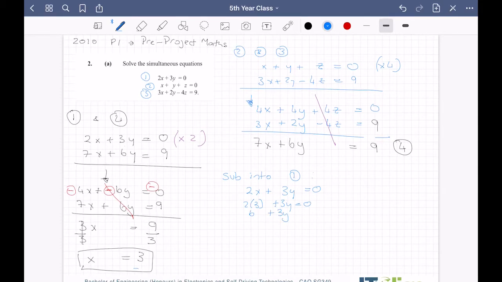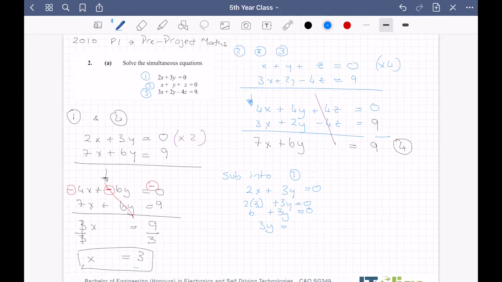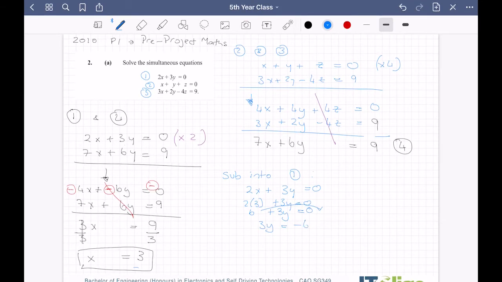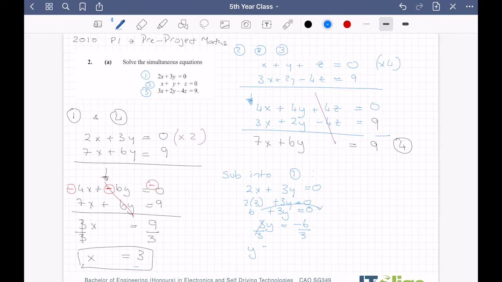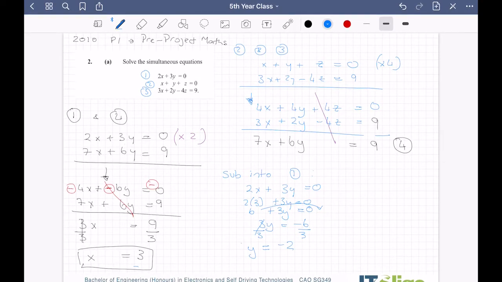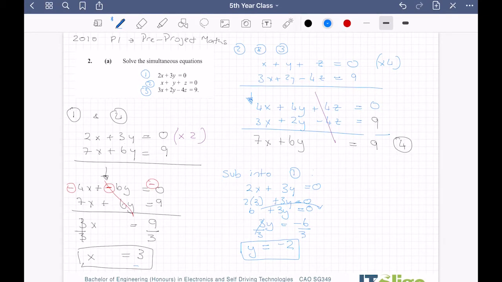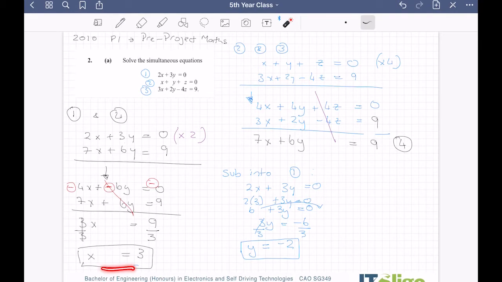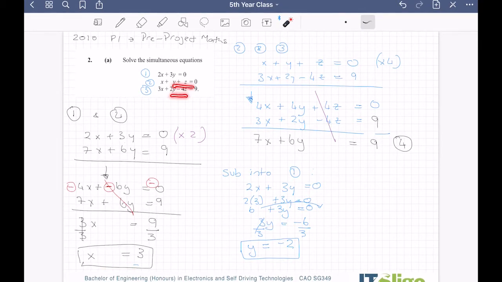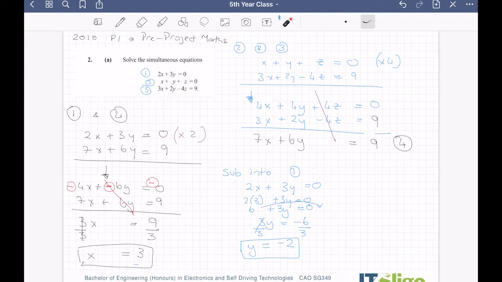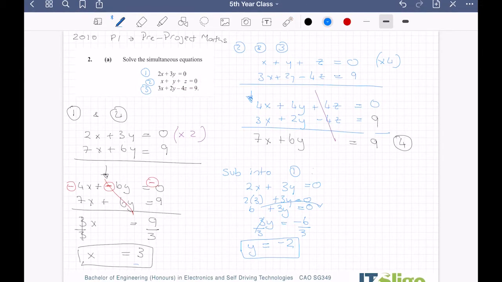6 plus 3y is equal to 0. 3y is equal to, so minus 6 from both sides, or bring over your 6, whichever way you prefer to do it, and divide by the number in front of the letter. So I'm getting y being equal to minus 2. Okay, and then now I know x, now I know y, now I go back to one of these two and solve it for z. I'm going to sub it into equation 2 because it looks easier.